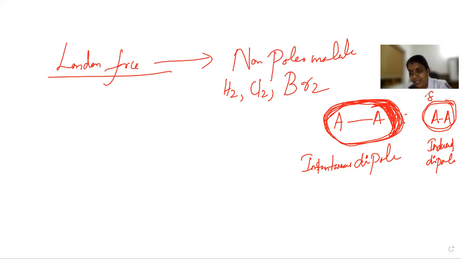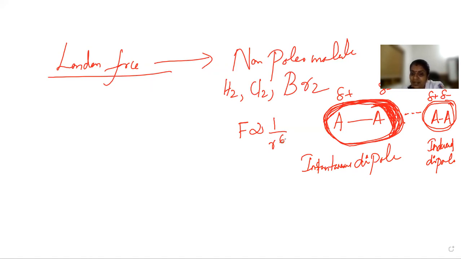Dipole means there will be a charge separation between them, and because of that there will be an interaction between these molecules. That type of interaction is called a London force or dispersive force. That force is inversely proportional to 1 by r raised to 6, where r is the distance between the centers of the molecules.